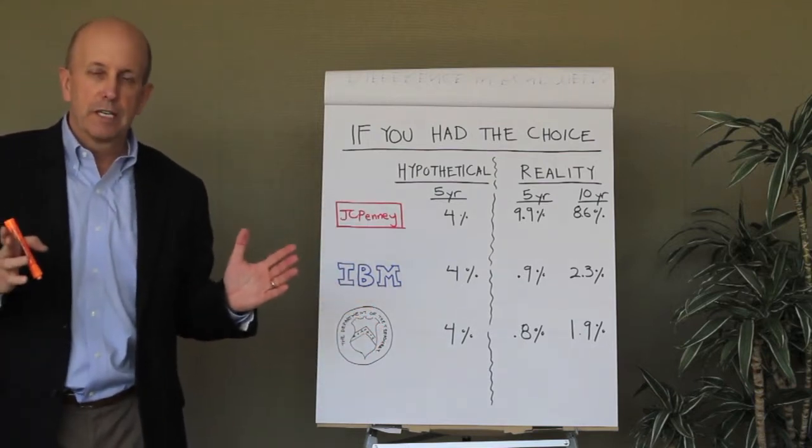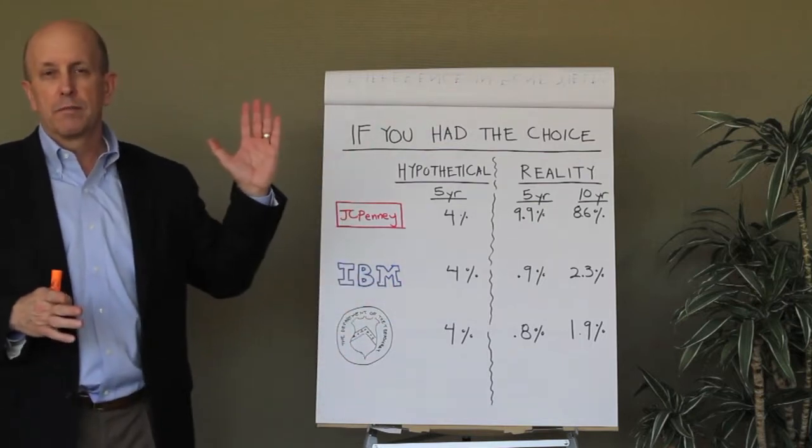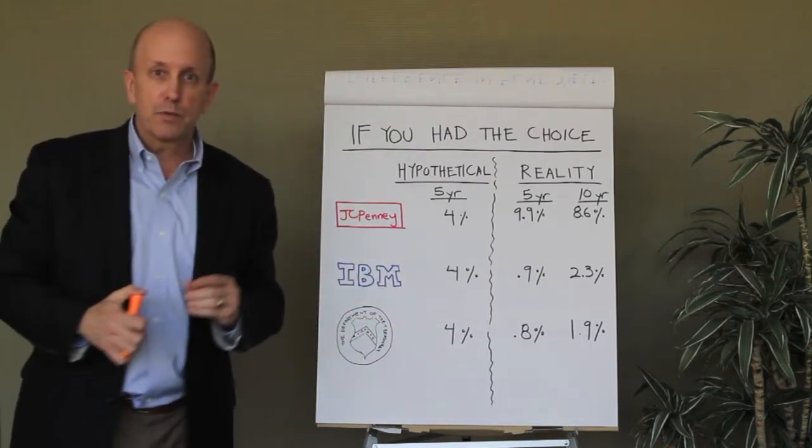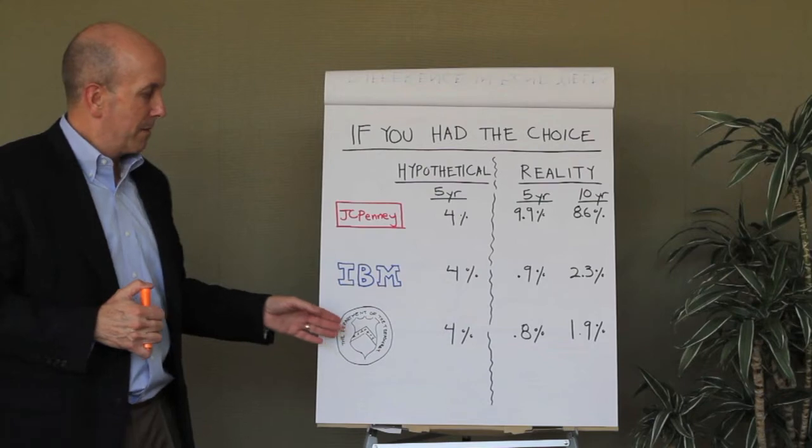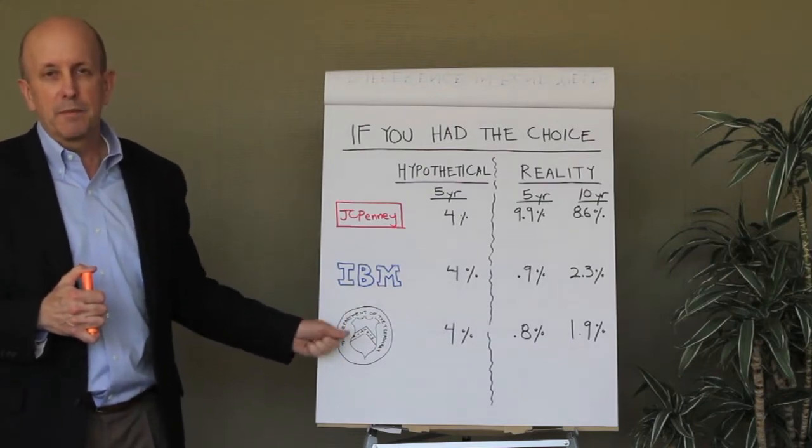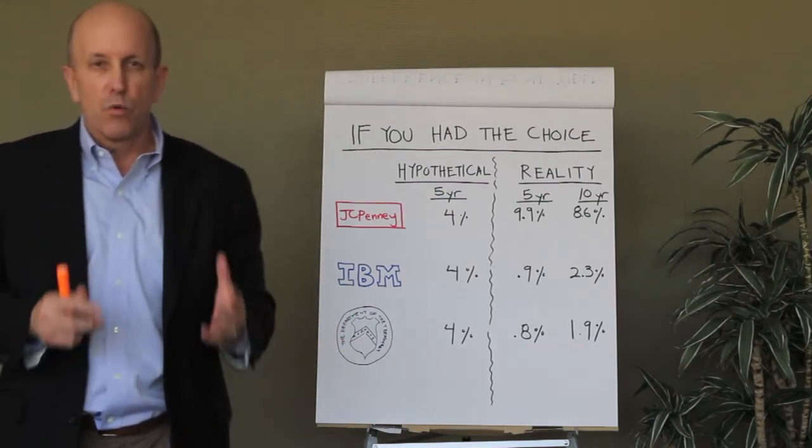Which would we choose? If the return was going to be equal, well, the answer is obvious. We'd loan the money to the Treasury because they have the best ability to pay. They're the only ones of these three that can raise taxes.